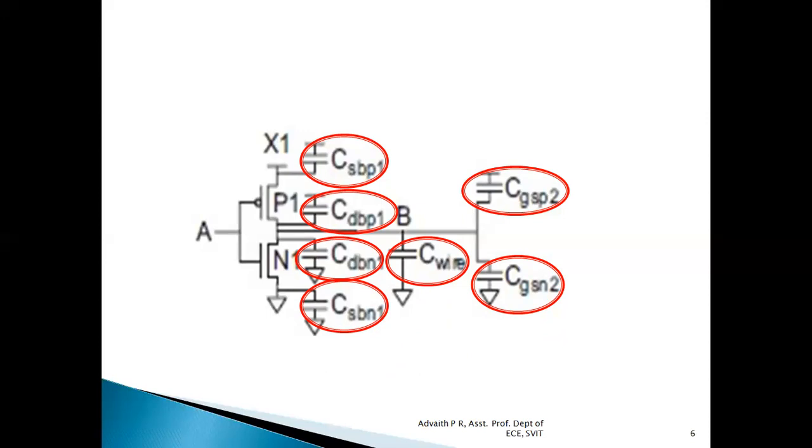So among the parasitic capacitors which we have considered are the source to body capacitors CSBN1 and CSBP1.